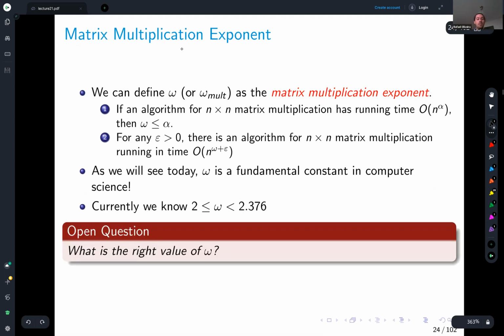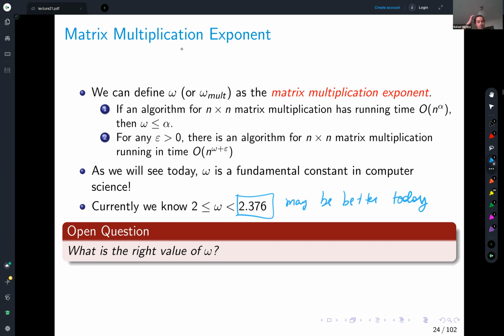All right, so what is currently known? Well, what is currently known is that omega is between 2 and 2.376. And I think maybe in the previous months, this was improved to something better. I think this is outdated, I forgot to update. So this may be better today. It was improved this year again. And the open question here is, what is the right value of omega? Is omega equal to 2? Or is there a limit?